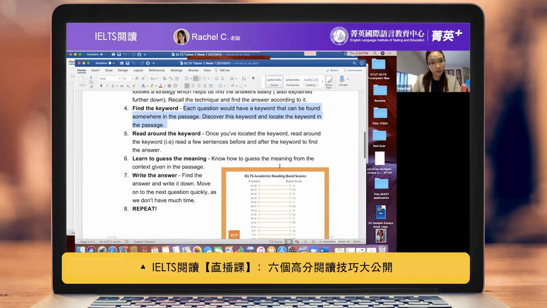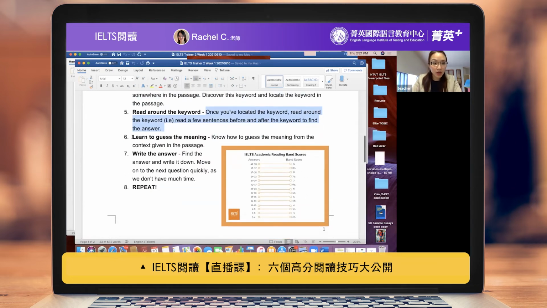Number 5, I believe you all know this very well. Read around the keywords. Now, the skill takes time here. It means you have to do contextual reading. You read the upper 2 or the lower 2 sentences and you read carefully between the lines. That helps you to explain, to elaborate and locate the answers. So that's what you say. Once you've located the keywords, read around the keywords. Read a few sentences before and after the keywords to find the answers.